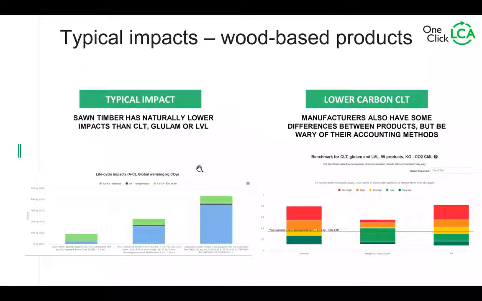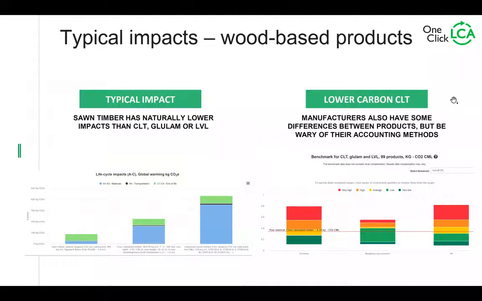Then going to typical impacts. So sawn timber has naturally lower impacts than CLT, glulam, or LVL, which are all more processed and which use about 9% or 10% or such like proportion of glue, either fossil-based glue or bio-based glue, but it doesn't matter, it's chemical, which is much more energy intensive to make than wood, which is growing in the forest.